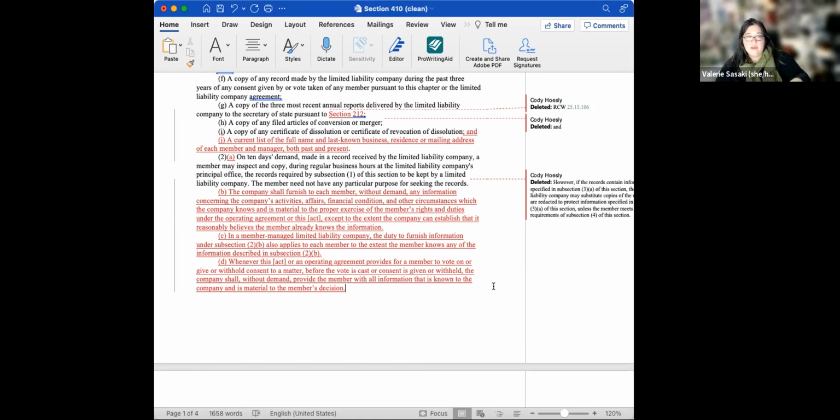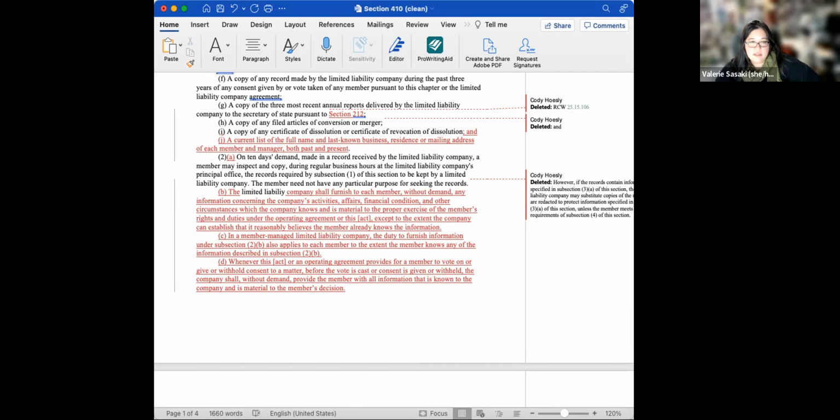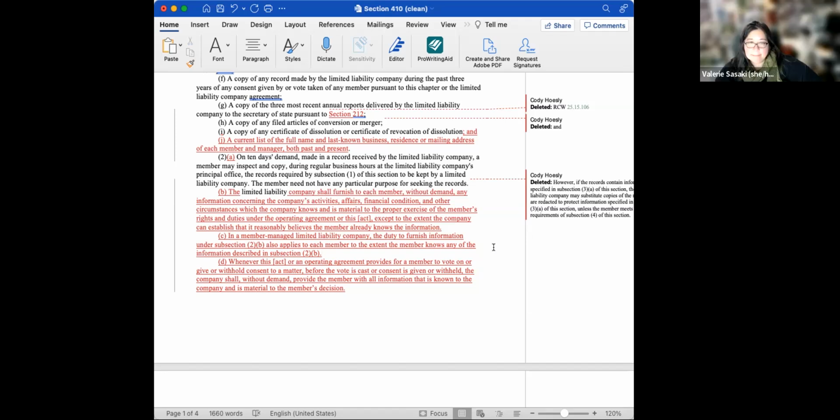Sandy, in B, after the word the, add limited liability company, please. Although just noting that in A, it says limited liability company several times. This is something that Sean can deal with. This is not something we should need to worry about. But let's try and be consistent when we start off our sections. Okay.